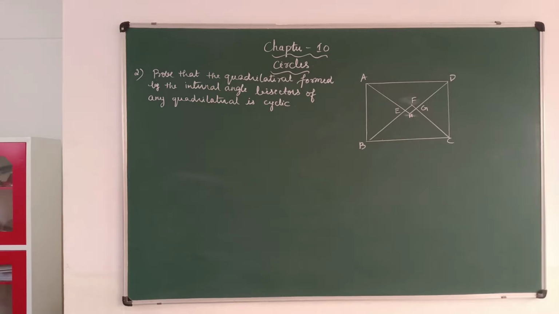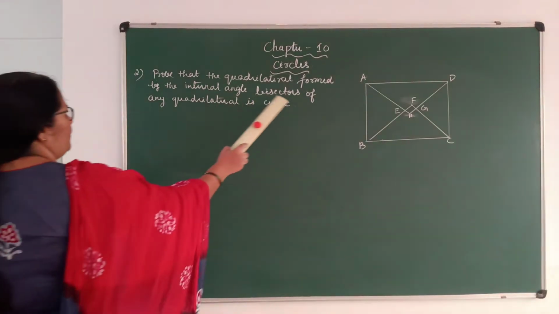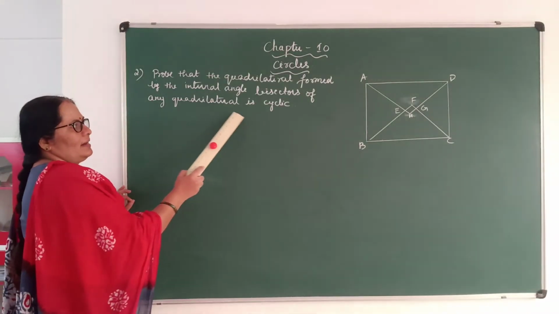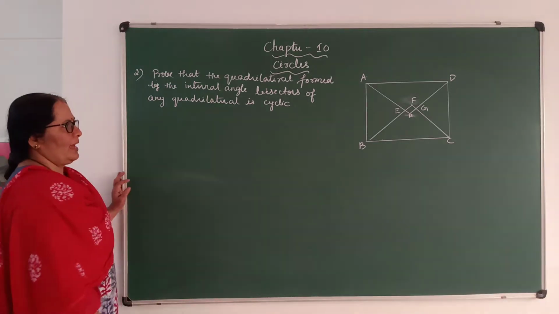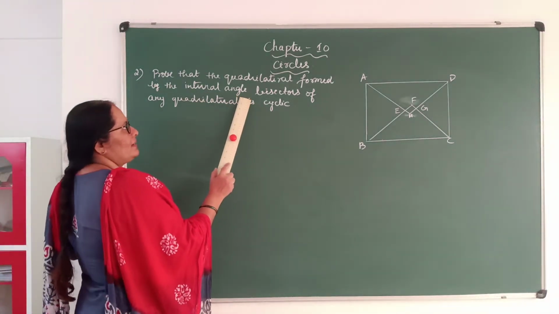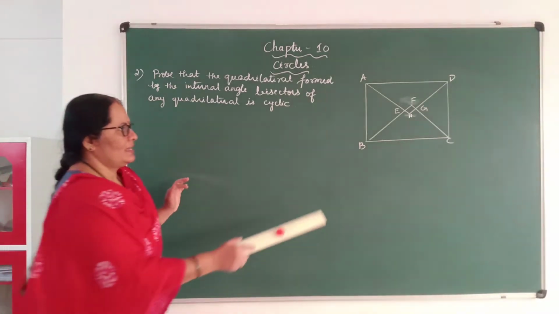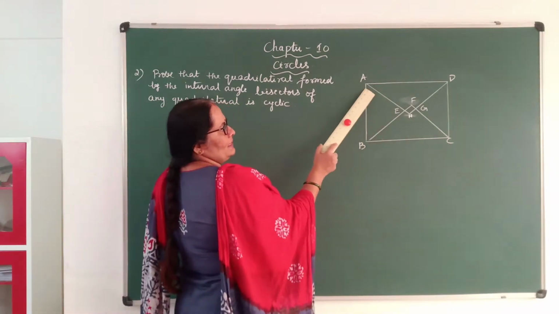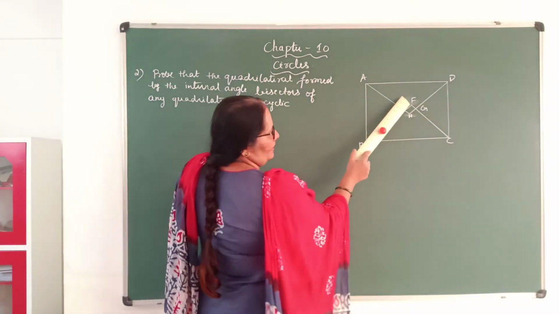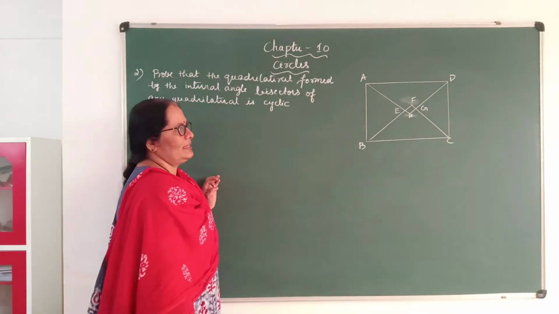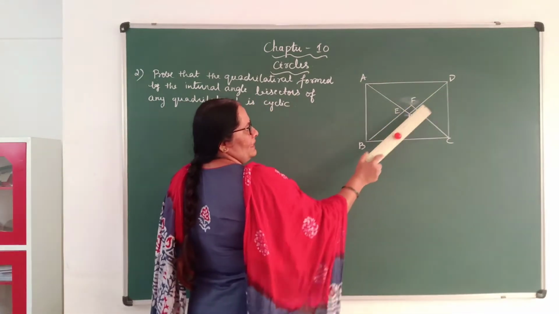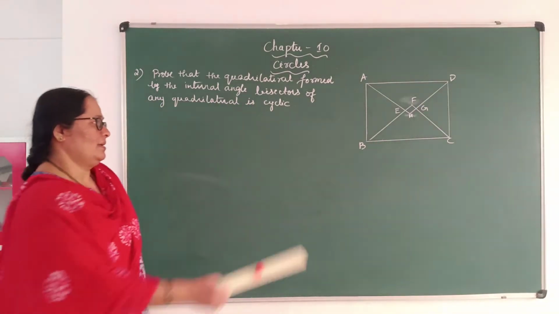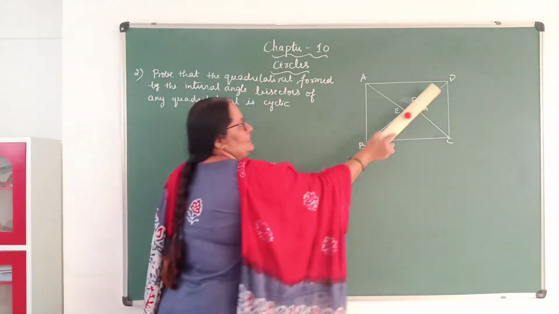Next example is, prove that the quadrilateral formed by the internal angle bisectors of any quadrilateral is cyclic. You need to prove that angle formed by the internal angle bisectors. See here, BF is the bisector of angle B and AH is the bisector of angle A, and FC is the bisector of angle C, and DH is the bisector of angle D.